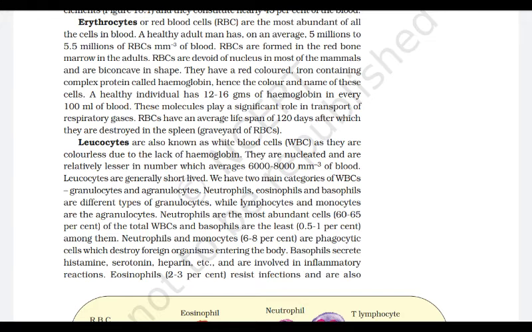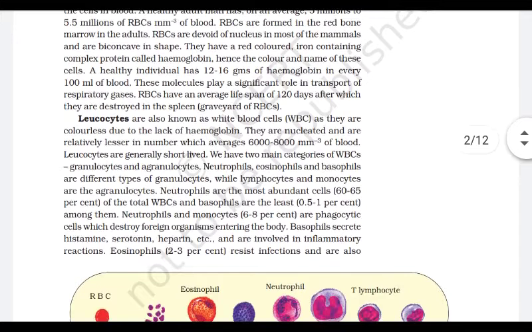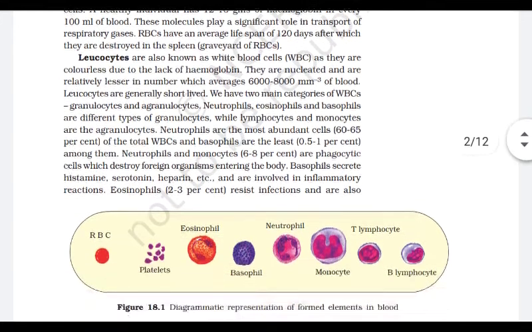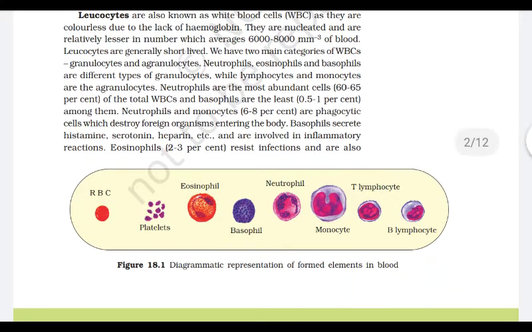We have the WBC. They are colorless due to the lack of hemoglobin. They are nucleated. Their number is 6,000 to 8,000 per mm cube of the blood. They are generally short lived. There are different types of WBC. The first one is the granulocyte and the second one is the agranulocyte. Granulocytes are the neutrophil, eosinophil and basophil, while the agranulocytes are the lymphocyte and monocyte.